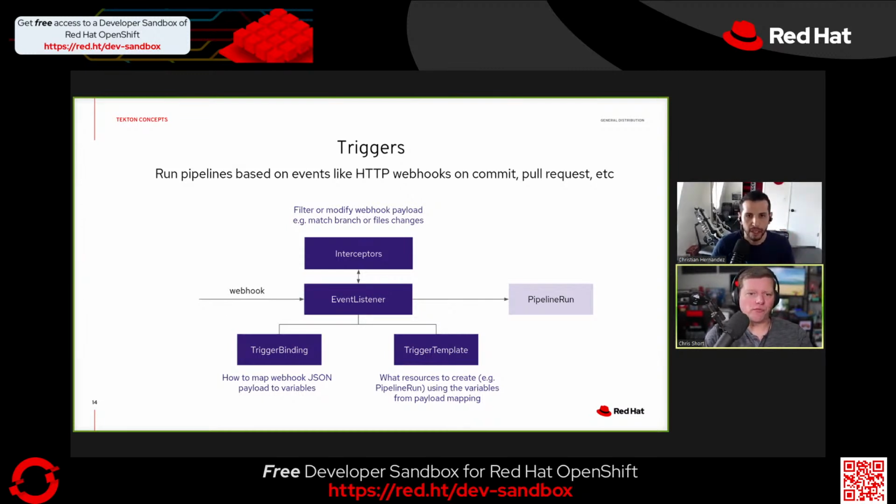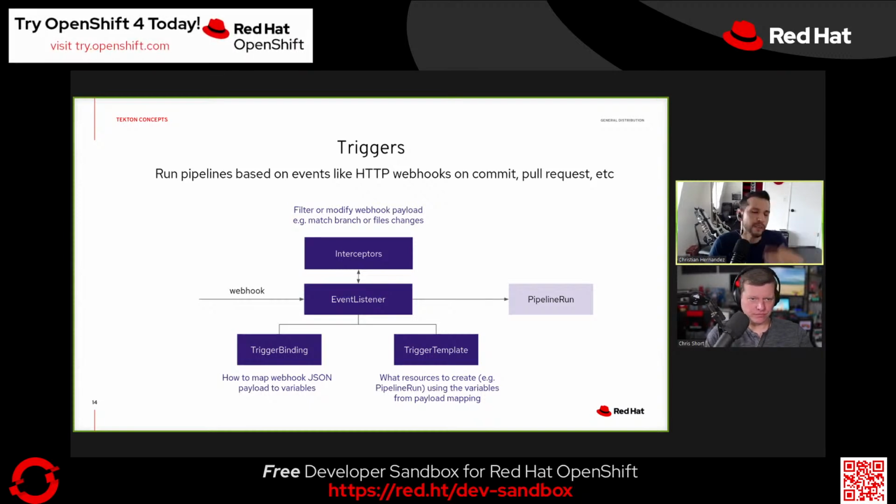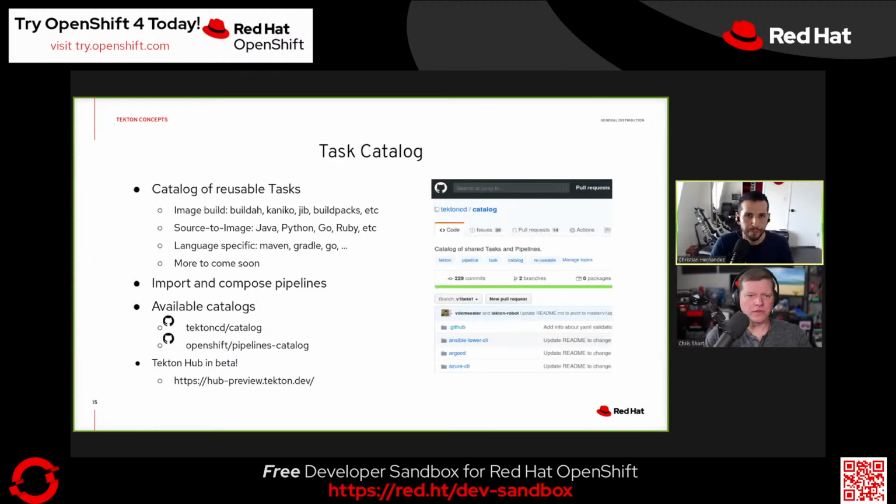Definitely. So you have the event listener has a trigger template, meaning that when you do a pipeline run, it'll ask you for the parameters, but you can predetermine that parameter, right? So when someone hits this webhook, pass these parameters to this pipeline, and you can already see how things are starting to chain together.